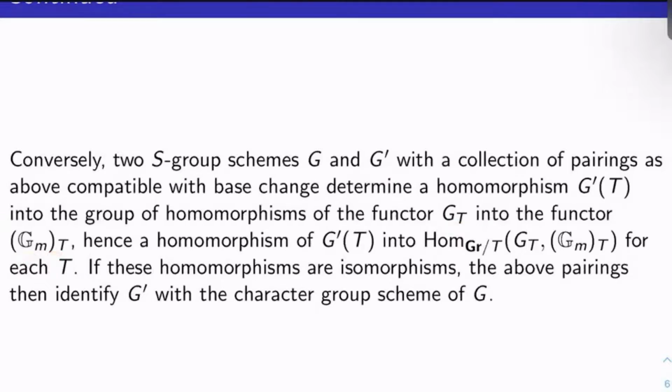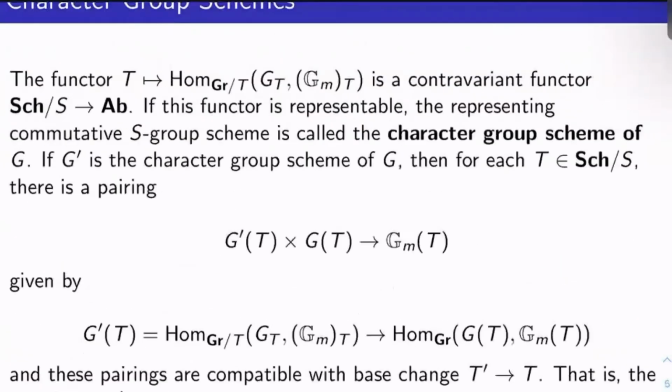So draw all that out carefully. Another way of saying that is we get a homomorphism of G prime of T into Gr over T maps from G_T to G_{M,T} for each T. If these homomorphisms are isomorphisms, then the pairings that I gave you to produce this homomorphism do in fact identify G prime with the character group scheme of G, as expected. In other words, under the obvious reasonable circumstances, the converse to this slide holds.